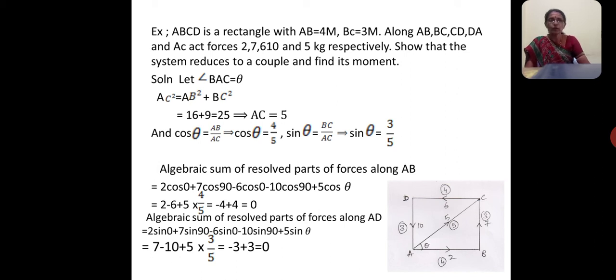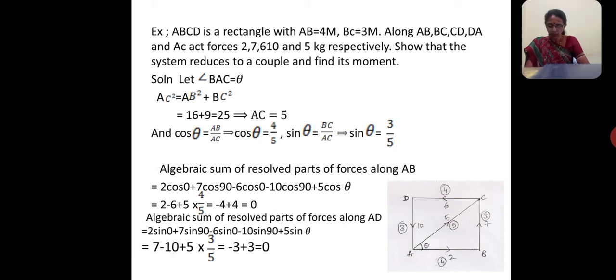Observe the figure. Let angle BAC equal theta. AC square equals AB square plus BC square, that is equal to 4 square, which is 16, plus 9, equal to 25. Therefore, AC equals 5.